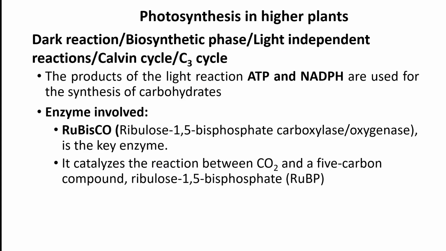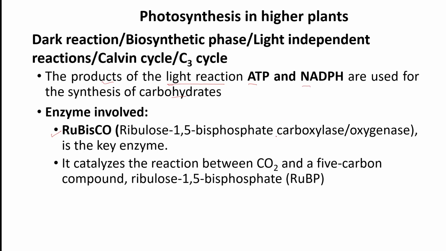Okay, this I have already told you that the products of the light reaction, which are ATP and NADPH, are used for the synthesis of carbohydrate in the dark reaction. Now another point here to remember is the enzyme involved. This is the most important point. The enzyme involved in C3 cycle is rubisco. Okay, rubisco, the full form is ribulose 1,5-bisphosphate carboxylase oxygenase. This is the key enzyme involved in the Calvin cycle or C3 cycle.